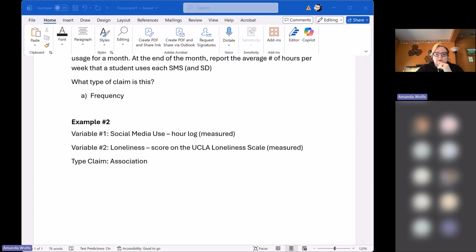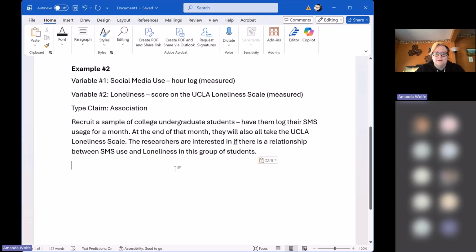Let's say what we're going to do is we're going to have a sample of college undergrads. We're going to have them do the same thing. They're going to log their social media use for about a month. That way we can see how things ebb and flow over time, right? And then at the end of the month, they take this loneliness scale. And what we're looking for is, is there a relationship between social media use and loneliness, specifically for college undergrads? Okay, so that's our little blurb.